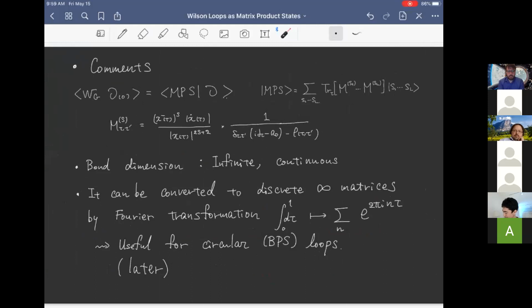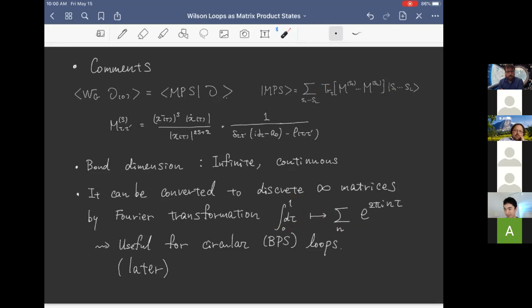So let me make some comments. First of all, this is indeed a matrix product state, but it's a little bit weird matrix product state because the bond dimension is infinite and furthermore continuous. But you can also convert it into discrete infinite matrices by doing the Fourier transformation. So basically I have an integral from 0 to 1, but you can just convert it into Fourier modes.